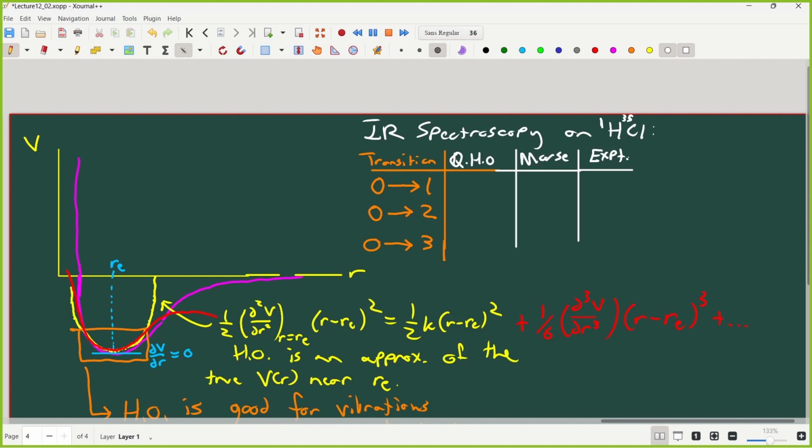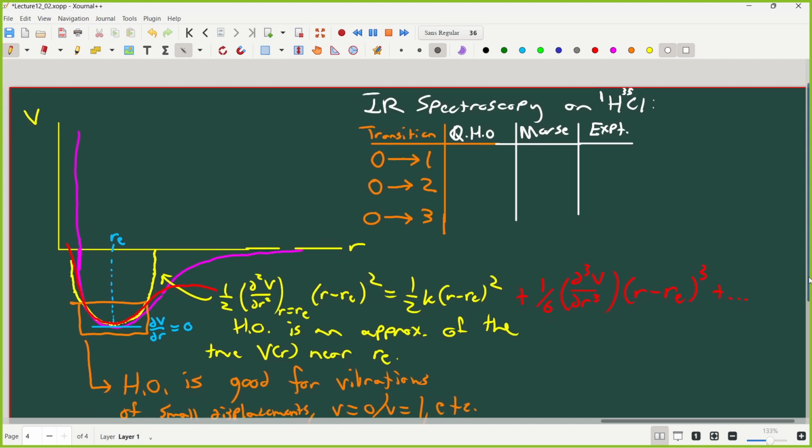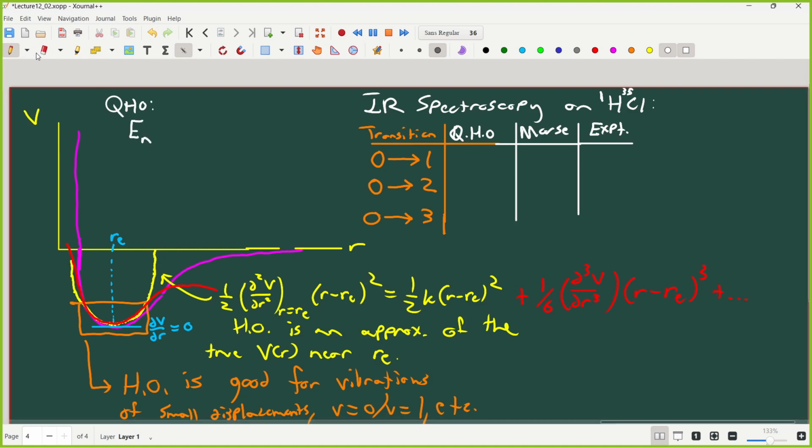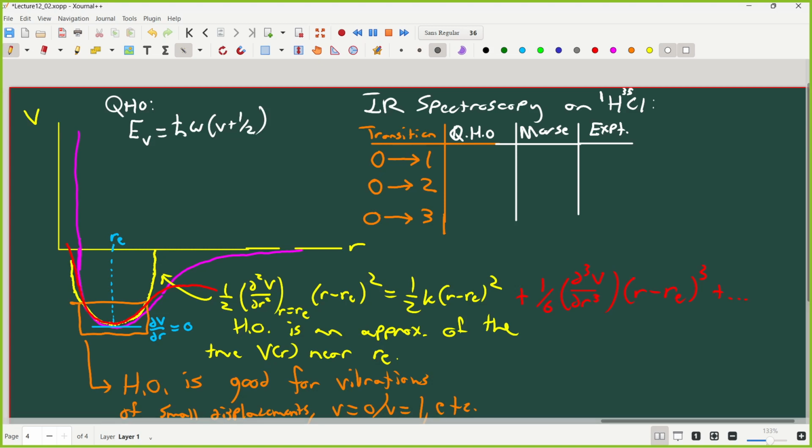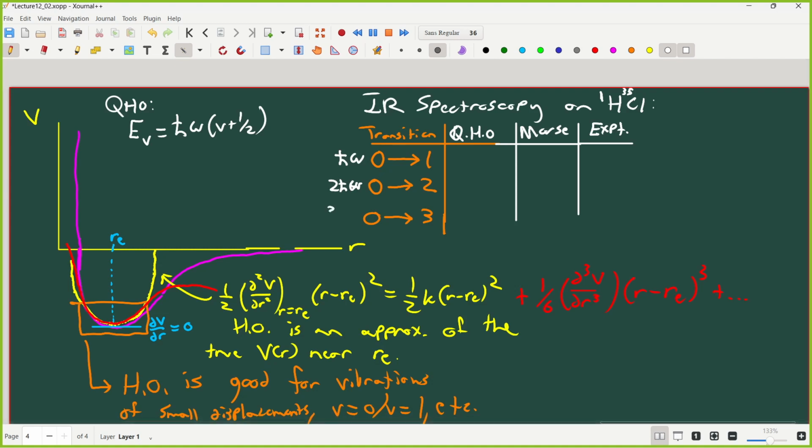Okay, so let's do the quantum harmonic oscillator approximation first. The quantum harmonic oscillator says that the energy of a level is h bar omega (v plus 1/2). Okay, so the 0 to 1 transition is going to be the energy difference between the E0 and the E1 state, but these are all h bar, so this is h bar omega in energy. This will be 2 h bar omega in energy because it's harmonic, and this will be 3 h bar omega of energy. Of course, we have to calculate what omega is here.